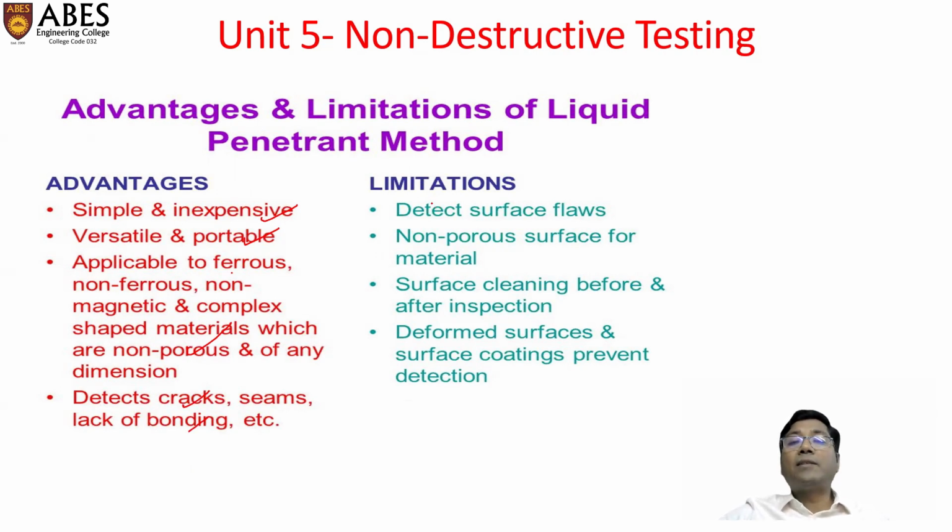The limitations of this liquid penetrant testing method: it detects surface flaws only, not inside or beyond the surface flaws. It is only applicable to non-porous surface materials, and surface cleaning before and after inspection requires a lot of time, energy, and cost. Deformed surfaces and surface coatings prevent detection. If the surfaces get deformed and surface coatings are there on the surface, then it will prevent detection through liquid penetrant testing.